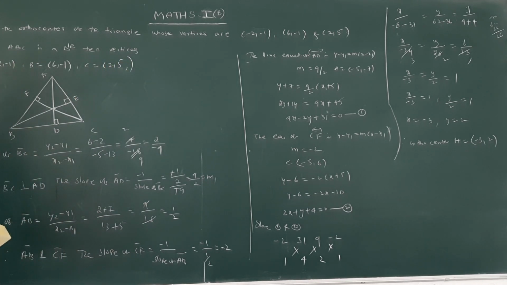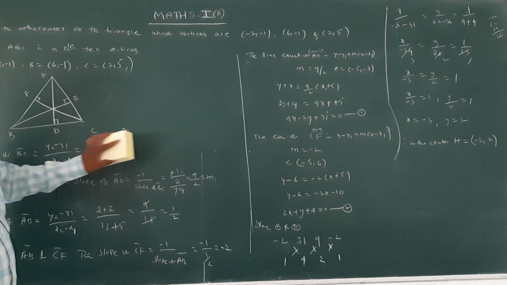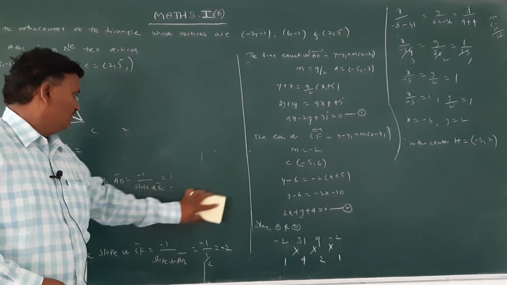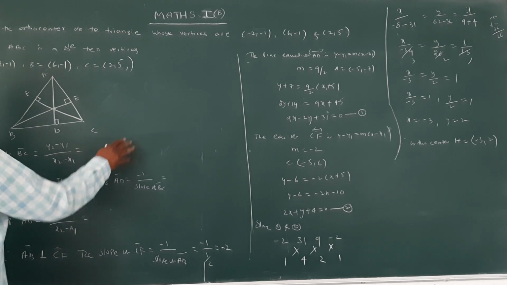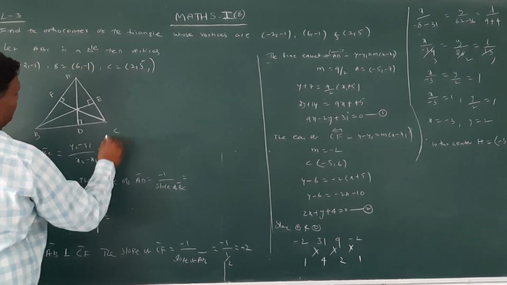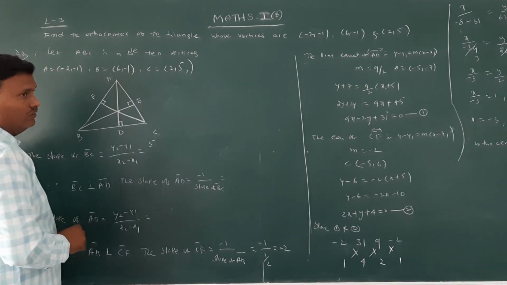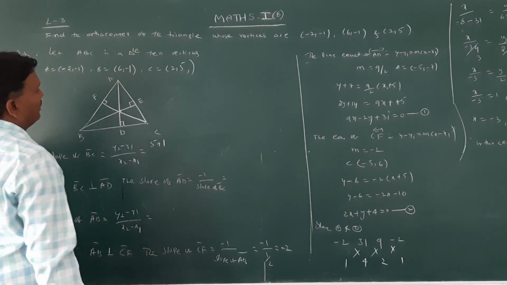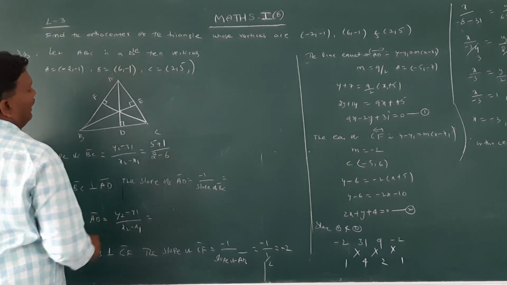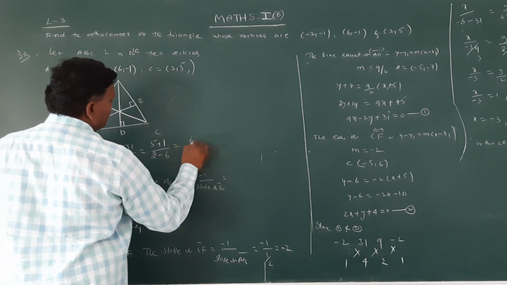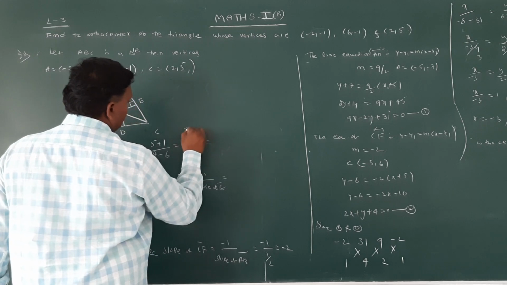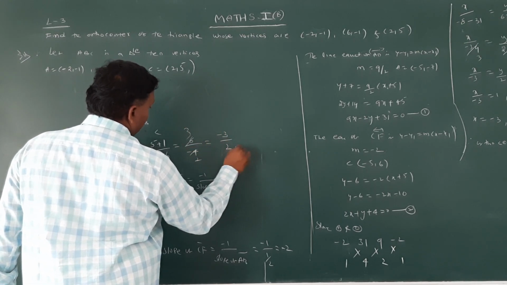Then the slope of BC is equal to y2 minus y1 by x2 minus x1. y2 is equal to 5, y1 is equal to minus 1, minus into minus is plus 1. So 5 plus 1 by 2 minus 6. 5 plus 1 is equal to 6, and x2 minus x1 is minus 6 plus 2 is equal to minus 4. So 6 by minus 4 gives minus 3 by 2.